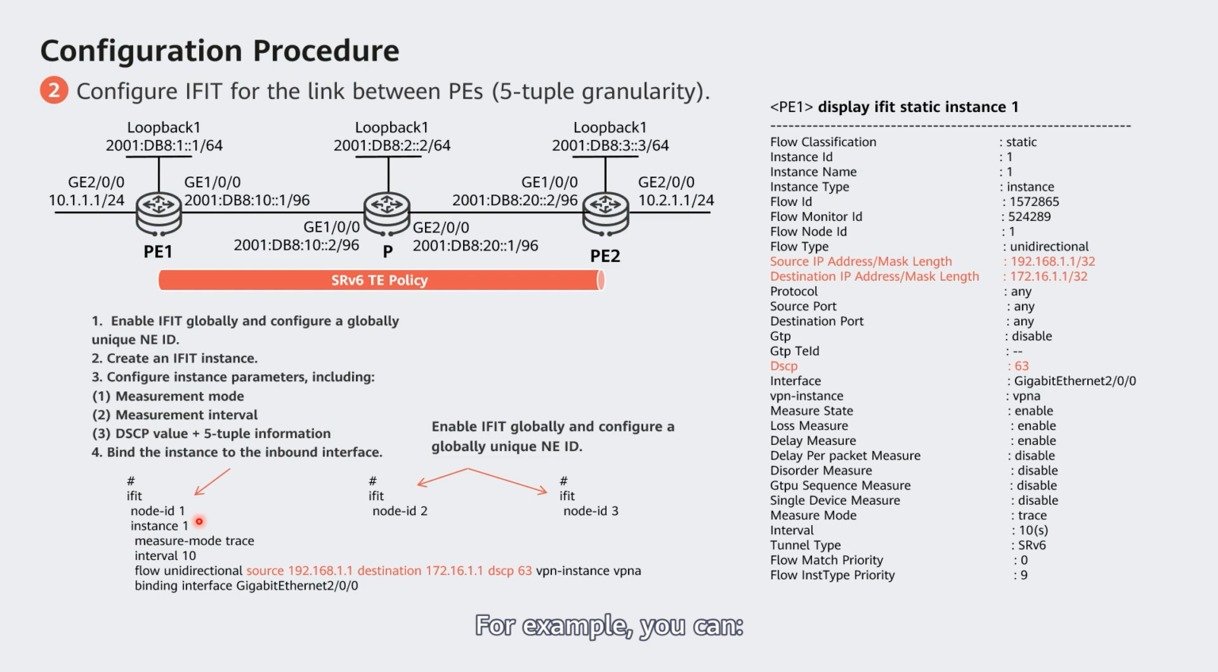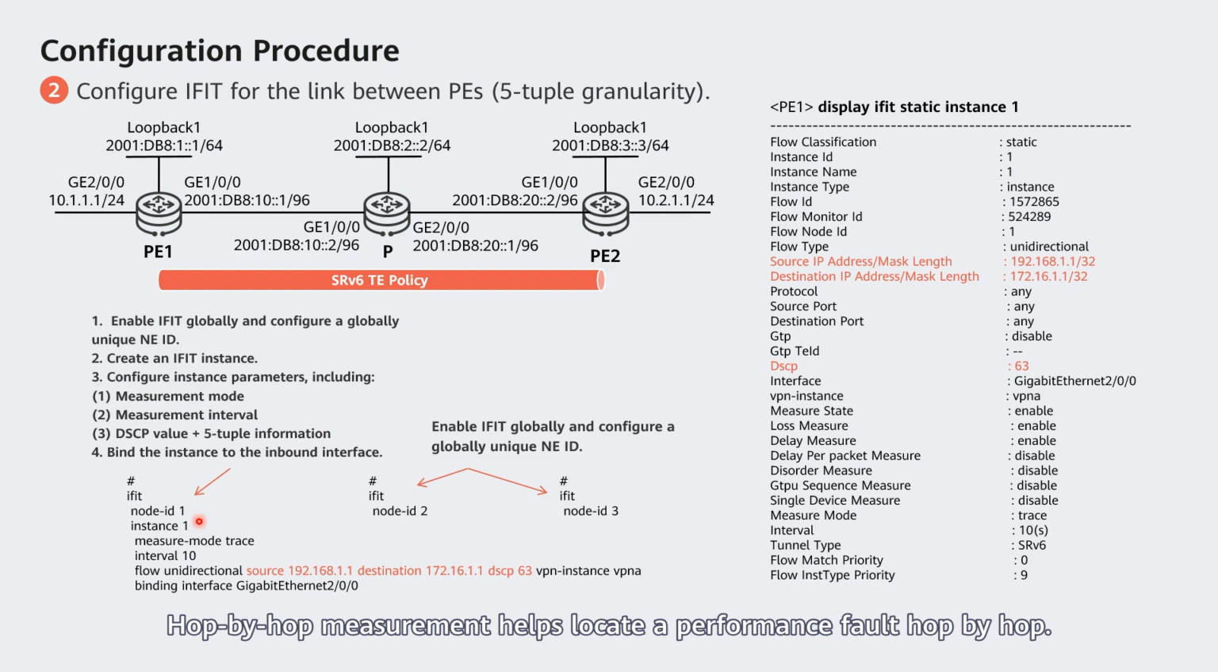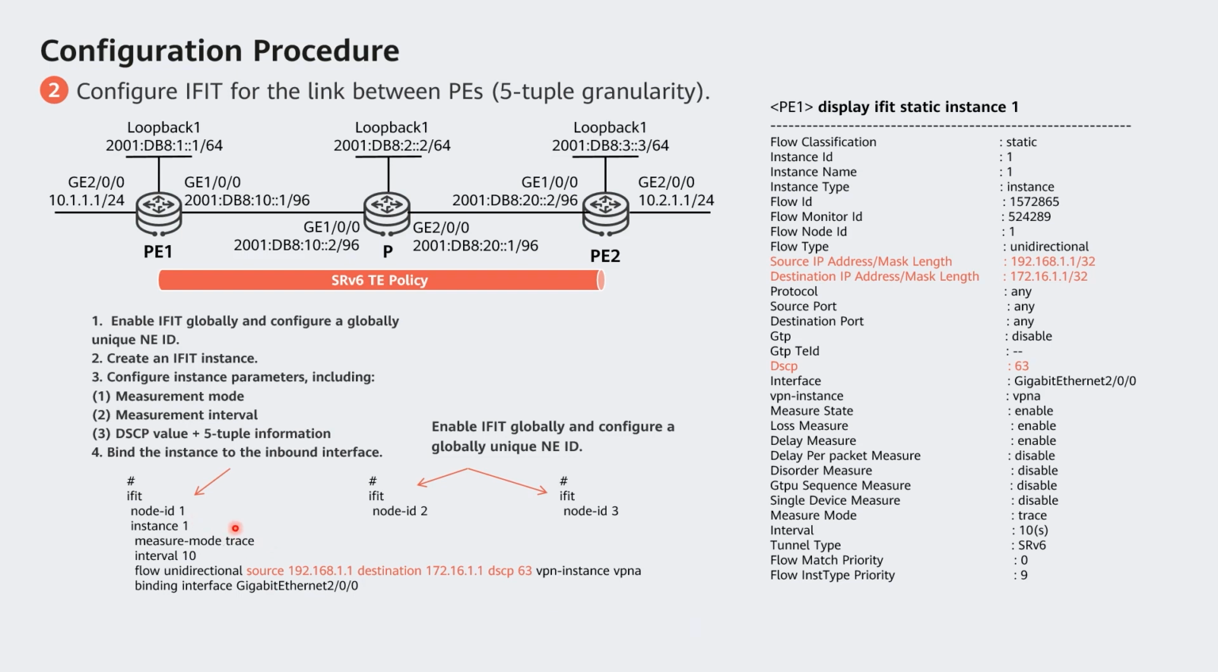For example, you can 3-1. Set the IFIT measurement mode to end-to-end or hop-by-hop. End-to-end measurement helps monitor the performance of a transit network in real time and detect faults. Hop-by-hop measurement helps locate a performance fault hop-by-hop. Here, we use hop-by-hop measurement as an example.